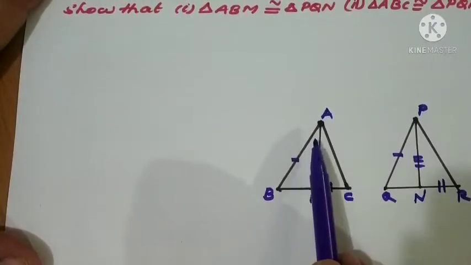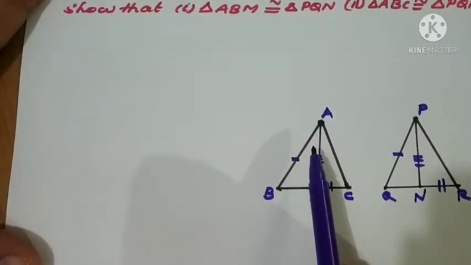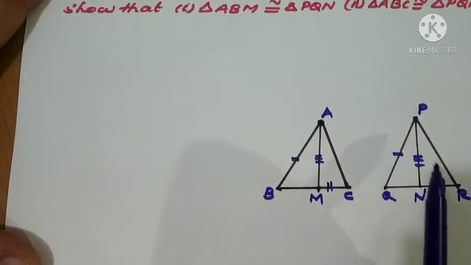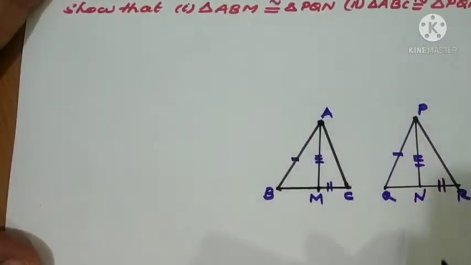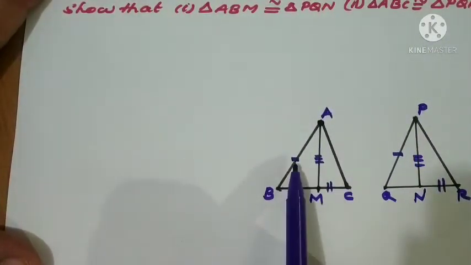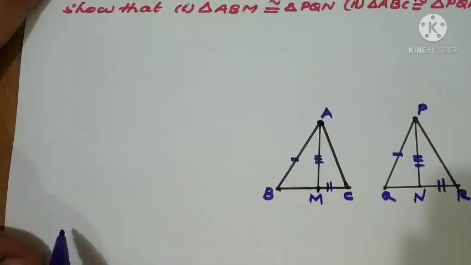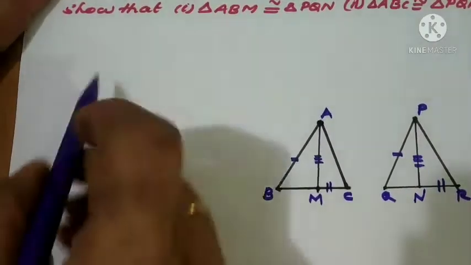So we cannot prove directly triangle ABM congruent to triangle PQN. And moreover, triangle ABC is congruent to triangle PQR is the second one. There also we got two sides only. There also we need one more included angle. So how to start this one? First, we will write what is given in the question.